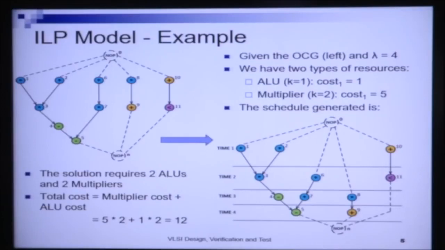So, what is the cost? Let us say I require 2 ALUs and 2 multipliers. The total cost will be the total multiplier cost plus the total ALU cost. So what will be the total area cost of the circuit? 5 is the cost of one instance of the multiplier. I have 2 multipliers, so the total cost is 10, and 1 is the area cost of the ALU. I have 2 ALUs, so 2 is the total ALU cost. So the total area cost of the circuit becomes 12.